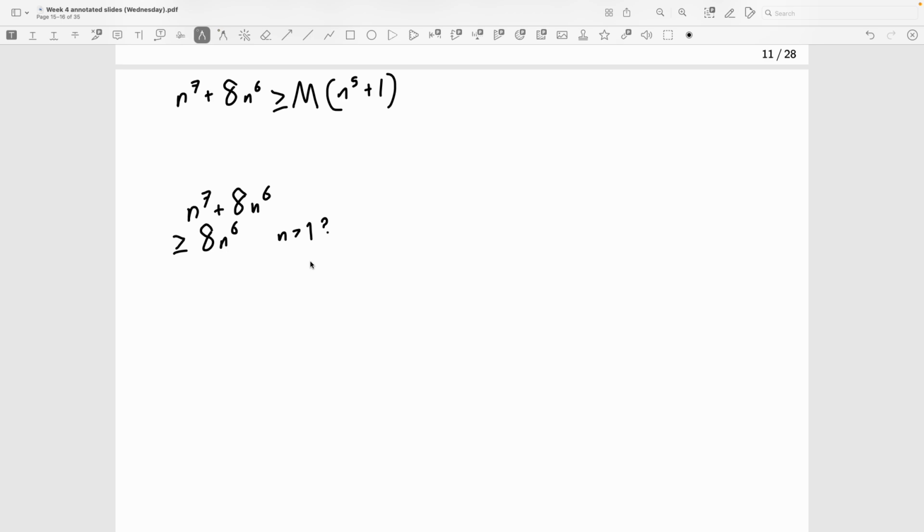Actually, I think you don't even need to make that assumption. As long as n is greater than 0, then n to the 7 will be positive, and then n to the 7 plus 8n to the 6 will be greater than or equal to 8 times n to the 6. So that's our simplified big side. Now let's work with the small side.